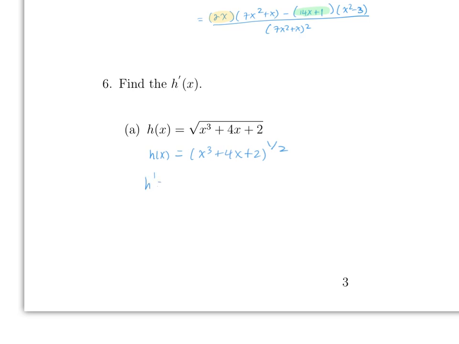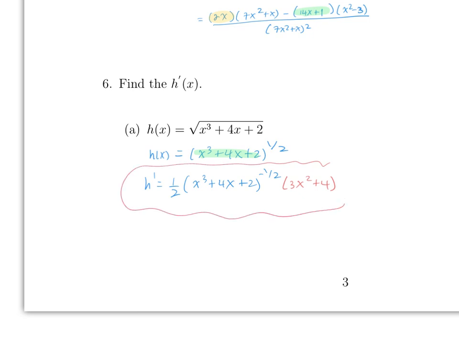Then h prime is going to be 1/2 times x cubed plus 4x plus 2 to the minus 1/2, times the derivative of the inside. And the derivative of the inside, well, this is the inside. What's the derivative of that? That's equal to 3x squared plus 4. And for now, this is good enough. That's the chain rule.